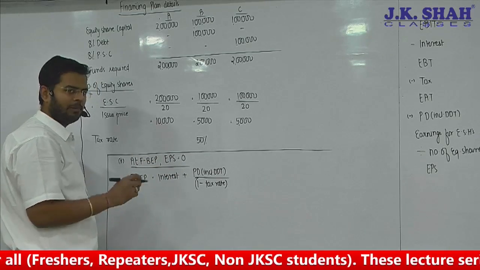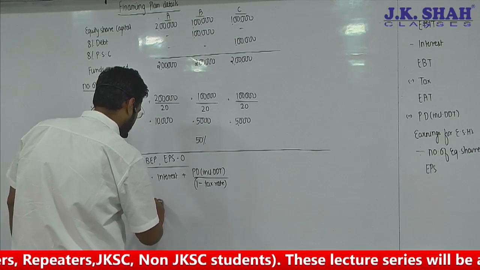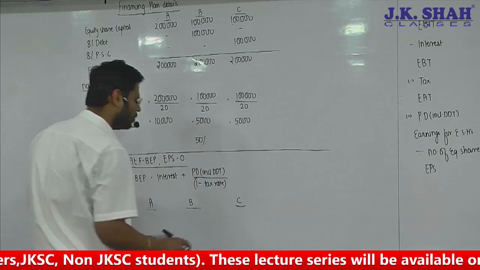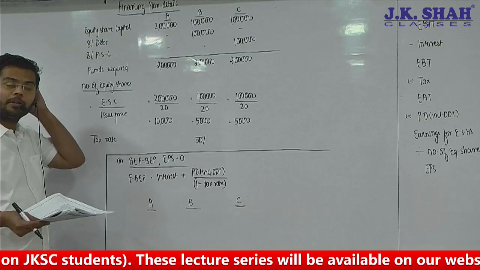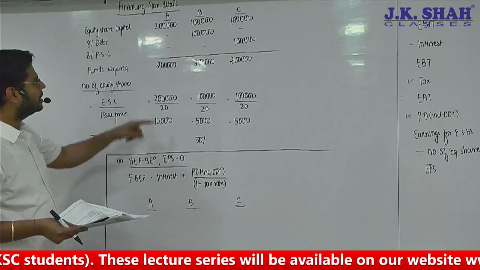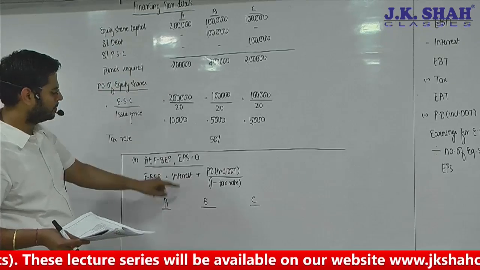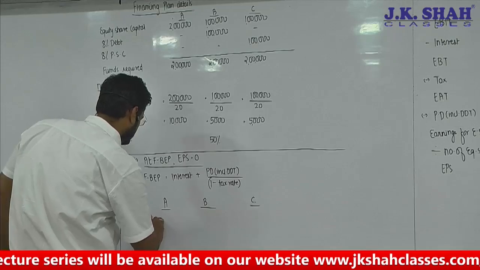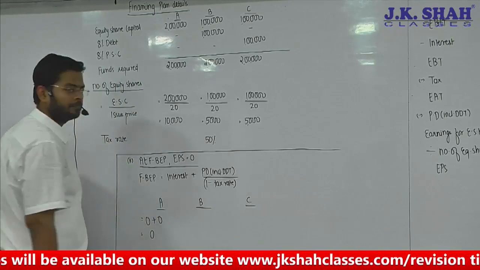There are 3 plans, plan A, B and C, and we have to calculate the FBEP. So we have plan A, plan B and plan C. I'm again telling you, you don't have to go anywhere. This table can help us to get the entire answer. Look at the table. Do you have any interest here in plan A? Debt? No. Any preference dividend? No. So we can say this is 0 plus 0. So your answer here, FBEP is 0.